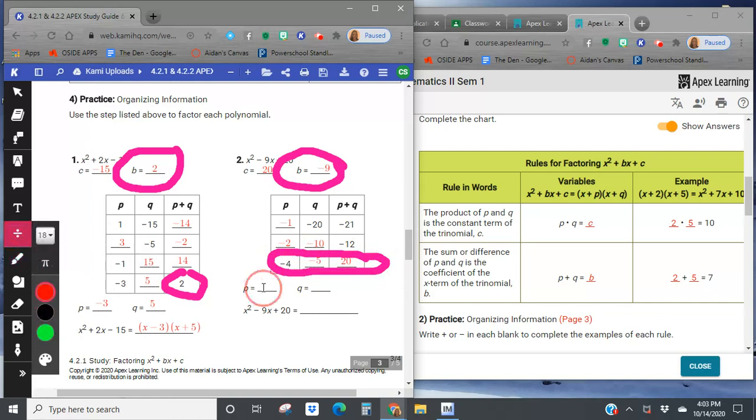So here I go, my p is -4, my q is -5, and so my two factors are x minus 4 and x minus 5. How'd you do?